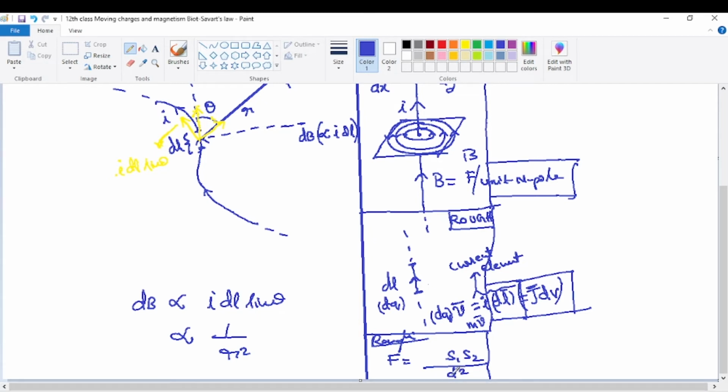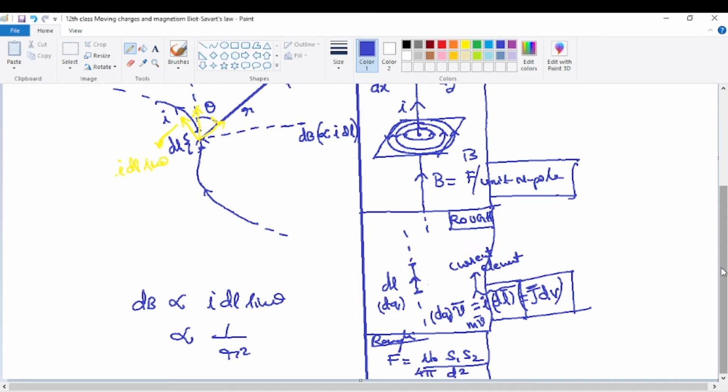So in magnetism, the strengths of the two poles are denoted as S1, S2, just like charges Q1, Q2. And the proportionality constant in Coulomb's inverse square law is what? 1 by 4 pi epsilon naught. In magnetism, the proportionality constant is what? Mu naught by 4 pi. So this is the Coulomb's inverse square law in magnetism.